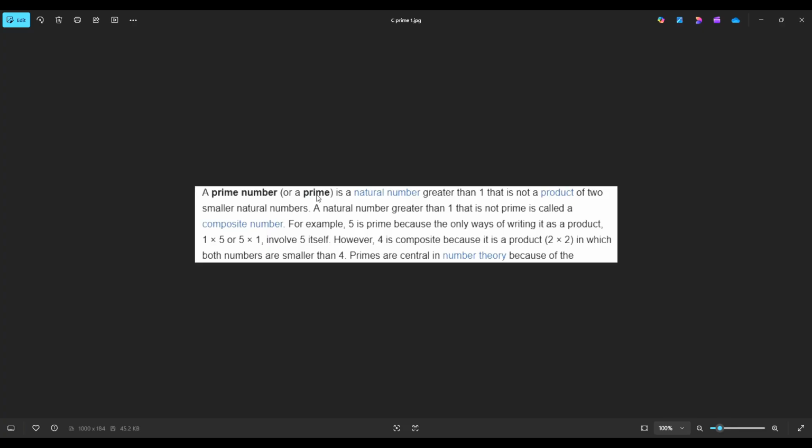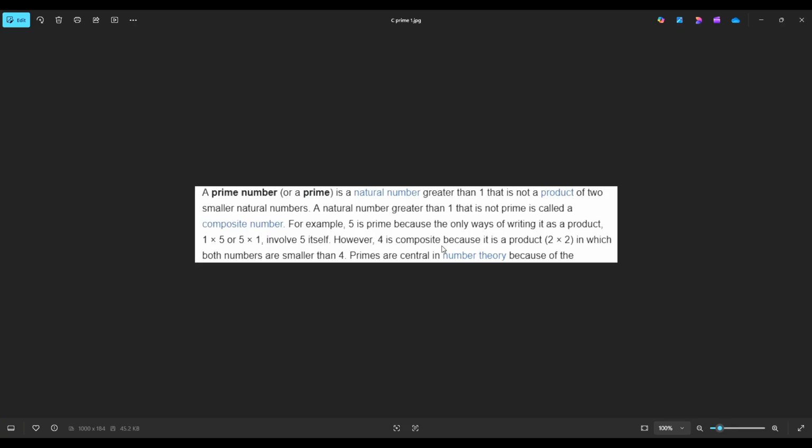So by definition, a prime number is a natural number greater than 1 that is not a product of two smaller natural numbers. A natural number greater than 1 that is not prime is called a composite number. For example, 5 is prime because the only way to write it as a product is 1 times 5 and 5 times 1. That means it involves only 1 and 5 itself.